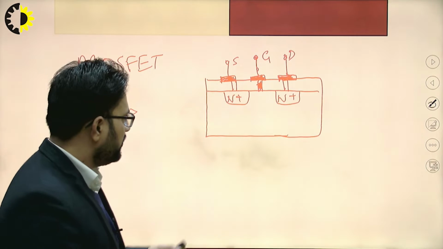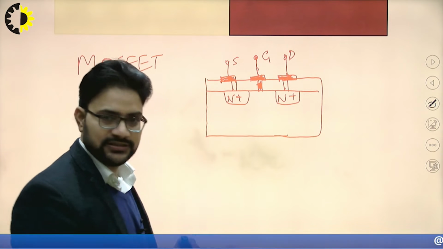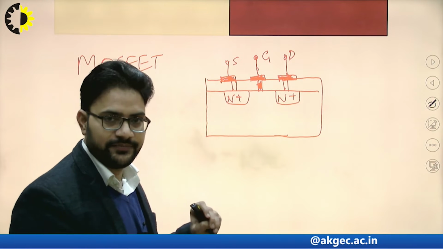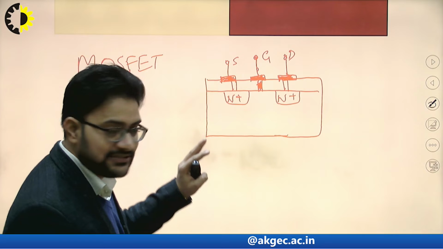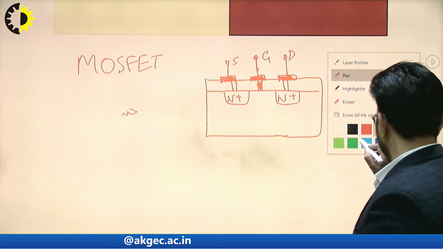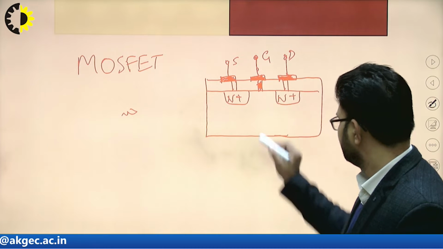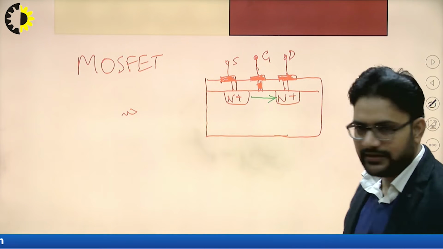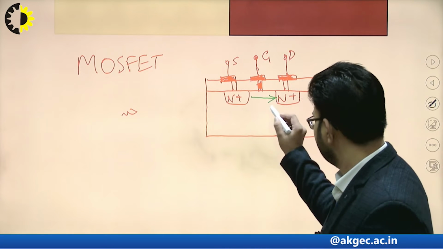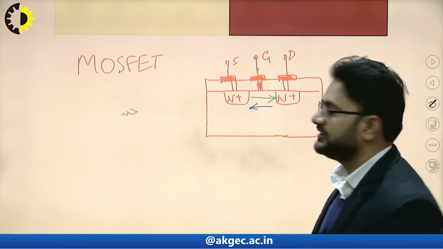Majority charge carriers will be generated at the source, and they will move towards the drain side in the case of the MOSFET. So the movement of the charge carriers will be from the source to the drain. Correspondingly, the drain current will flow like this. So this is the direction of the drain current.